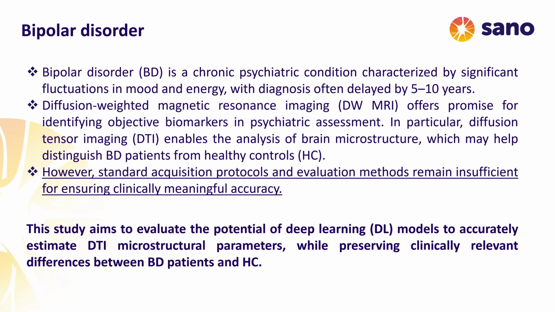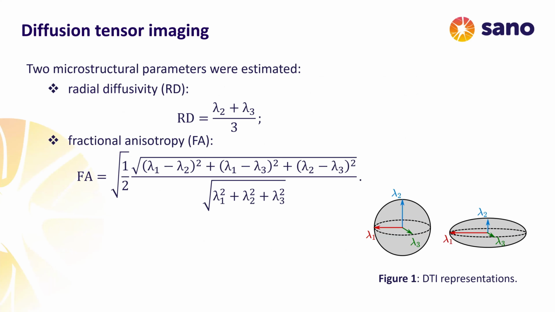And those metrics focus on image similarity rather than clinical relevance. And therefore, this study aims to evaluate the potential of deep learning models to accurately estimate microstructural parameters while preserving clinically relevant differences between bipolar disorder patients and healthy controls. In our study, we used two microstructural parameters, radial diffusivity and fractional anisotropy.